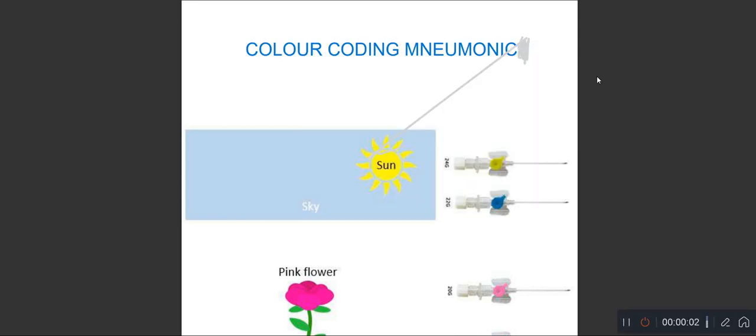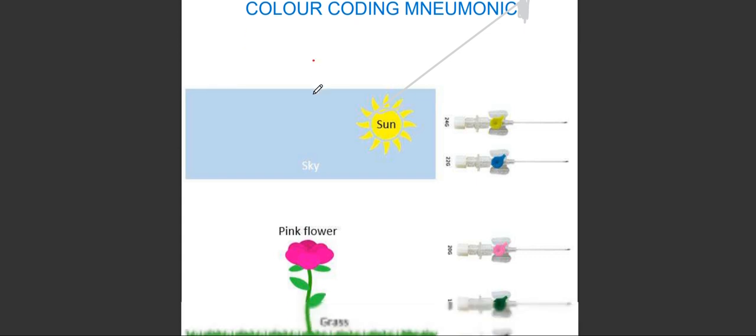Hello friends, I am here to present you with some fun mnemonics related to color coding, which is indirectly very useful, whether it may be for the NEET PG, FMG or INICET. Here comes the first mnemonic, for the IV cannulas, as you know that this is a very important topic.